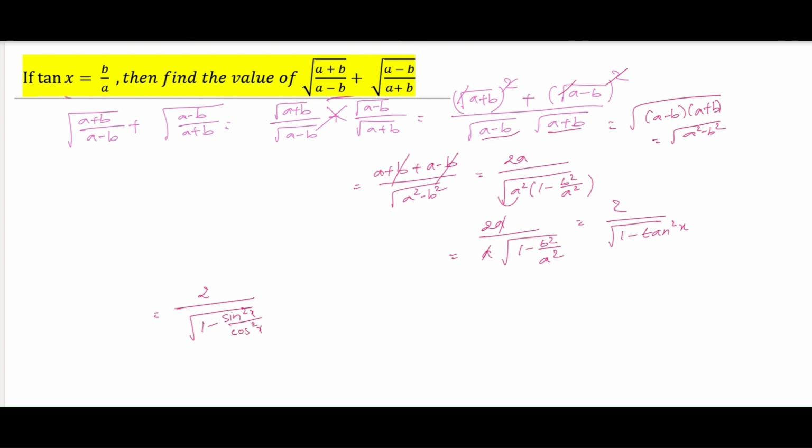Take the LCM here and then cos square out of the root. This makes 2 upon root of (cos square x minus sine square x) upon root cos square x. So in the denominator we have a fraction here. So we'll take the reciprocal and multiply with the numerator. 2 in numerator into reciprocal of this. So this root and square will get cancelled out. We'll have cos x upon root cos square x minus sine square x. So this is the answer for the given thing.